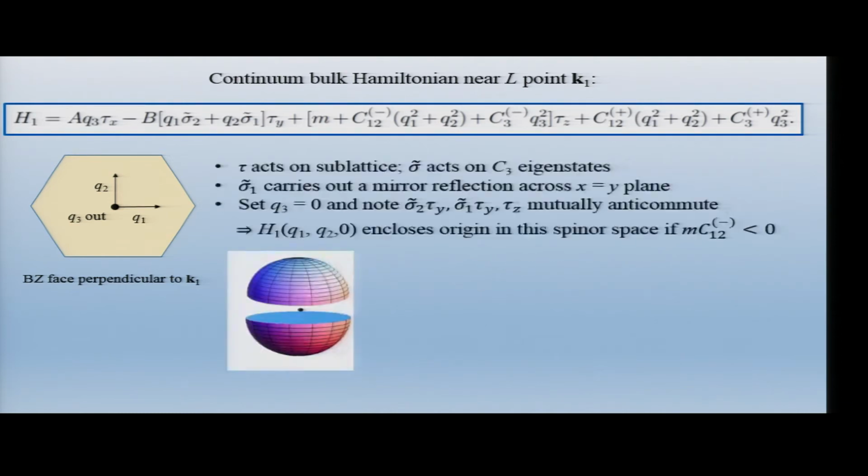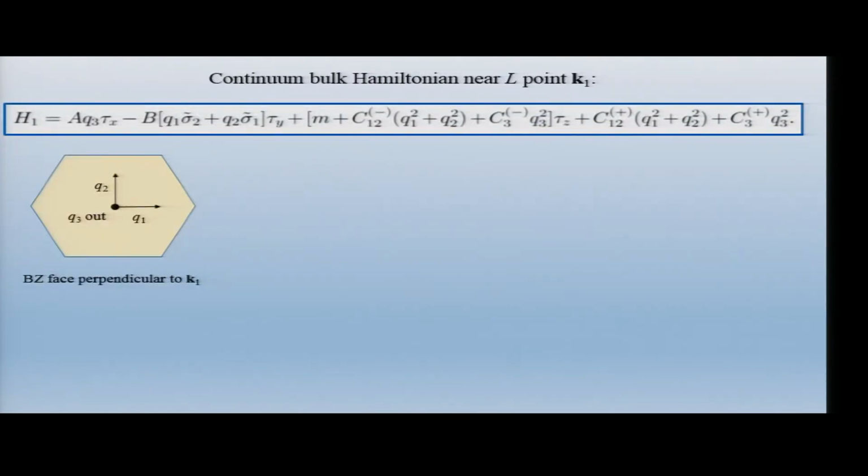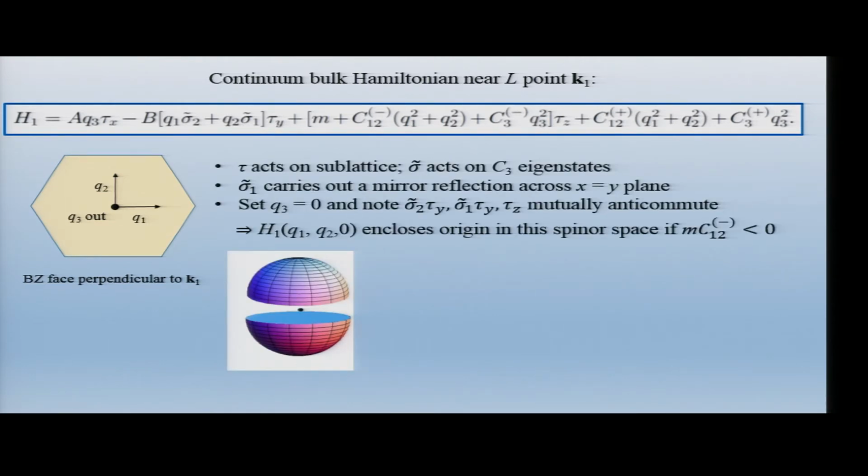All right, so we can go through, and I need to say what these matrices are. The taus are now acting on the sublattice degree of freedom. And then we have sigma tilde matrices, and these are acting on the 2 states that I showed you on the last slide, which are states with rotational eigenvalues. These sigmas are acting on that space of the different rotational eigenvalues.